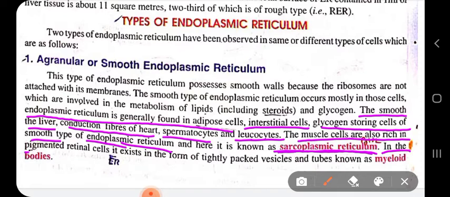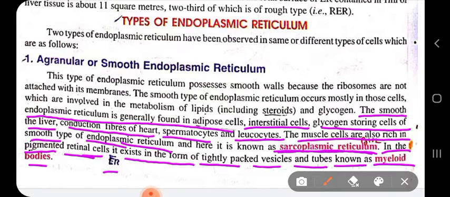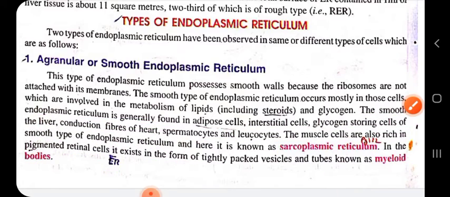In the pigmented retinal cells, this endoplasmic reticulum exists in the form of tightly packed vesicles and tubes known as myeloid bodies. Now, this endoplasmic reticulum is also found in pigmented retinal cells, and within them it exists in the form of tightly packed vesicles and tubes, and these are known as myeloid bodies.